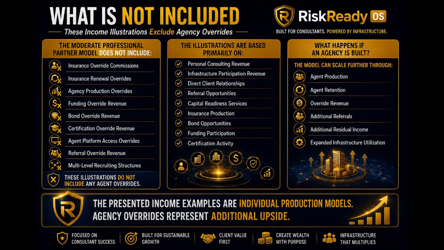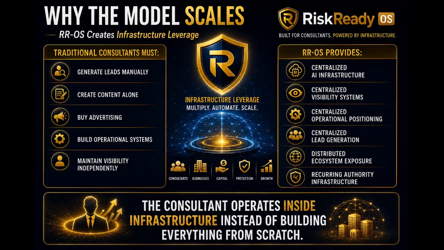In other words, the model is designed to work before an agency is built. If a consultant later chooses to build an agency, train additional professionals, and participate in override structures, that becomes additional upside beyond the examples shown. This distinction is important because it demonstrates that RiskReady OS is not dependent upon recruiting. The infrastructure creates value at the consultant level first, and agency expansion becomes a multiplier rather than a requirement.